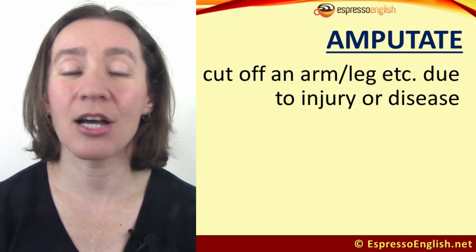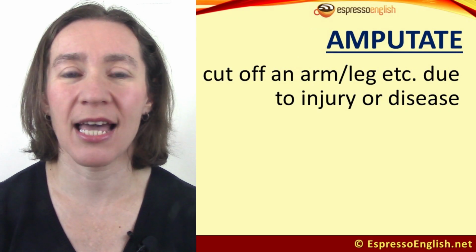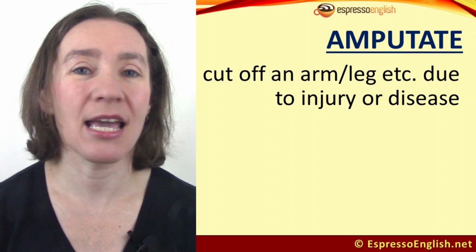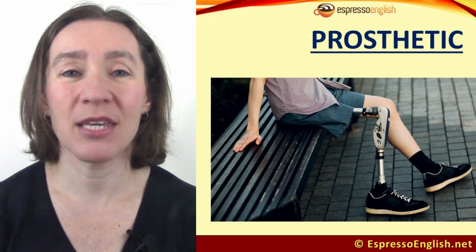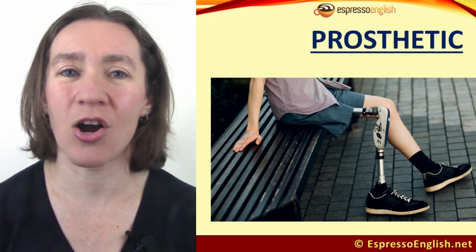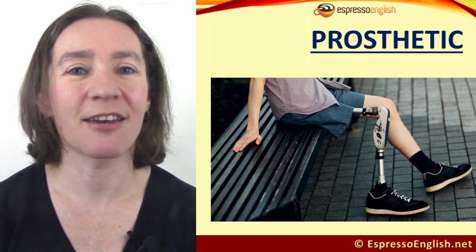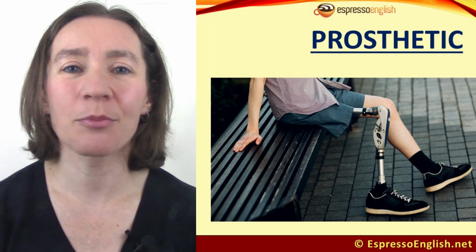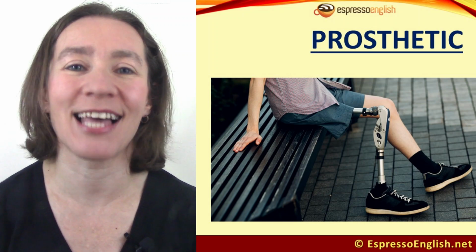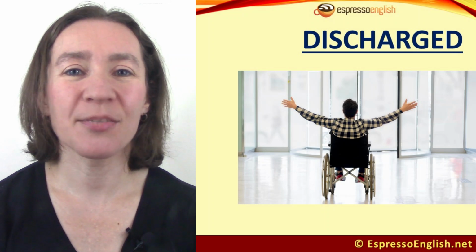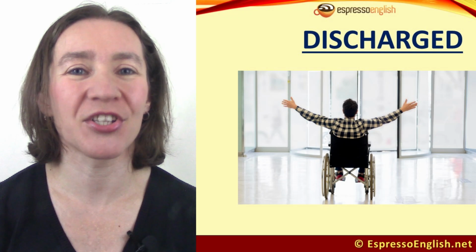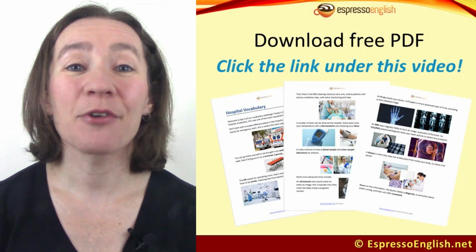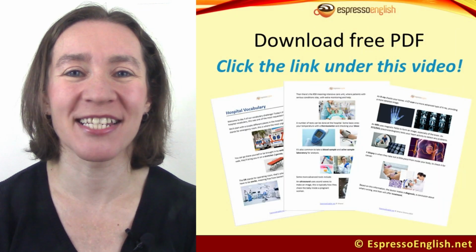If someone has had a limb, that means an arm or a leg, amputated, meaning it had to be cut off because of injury or disease, then they might be able to get a prosthetic arm or leg, meaning one made out of metal or plastic that can still help the person have use of it in daily life. Finally, when your hospital stay is over, you are discharged. That means officially released. Now you know a number of useful hospital words in English.